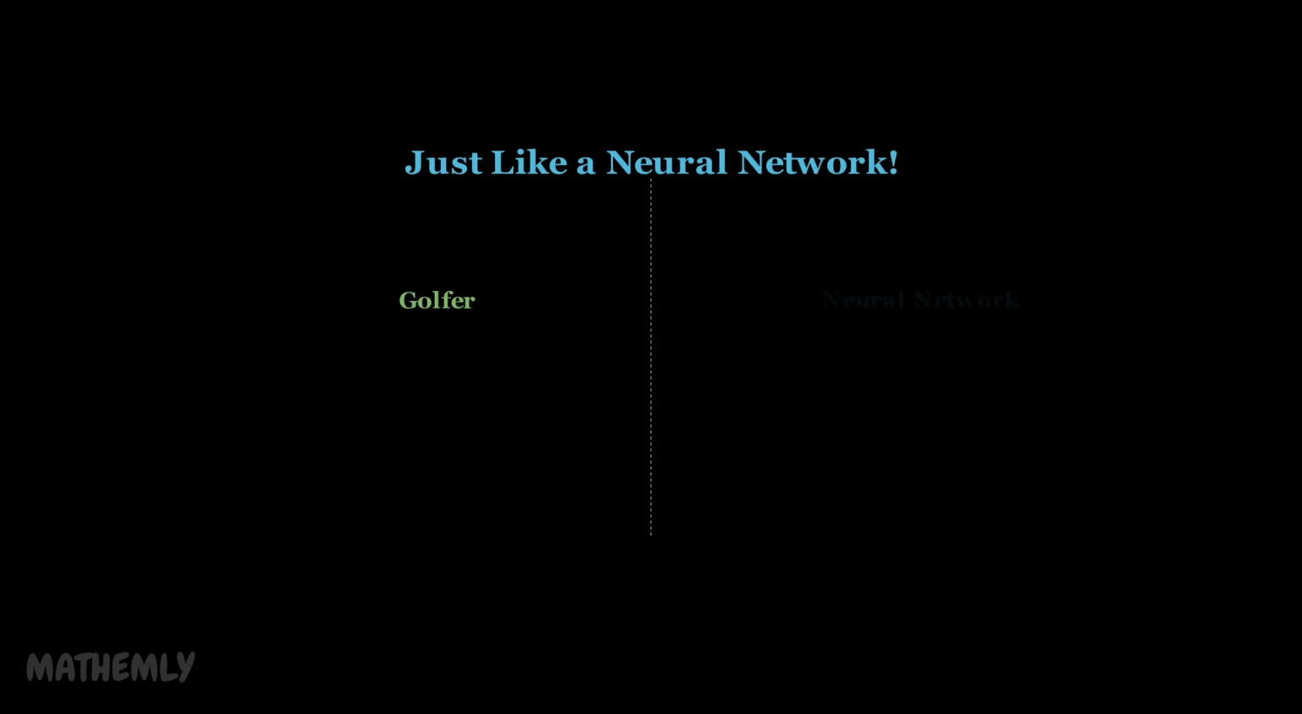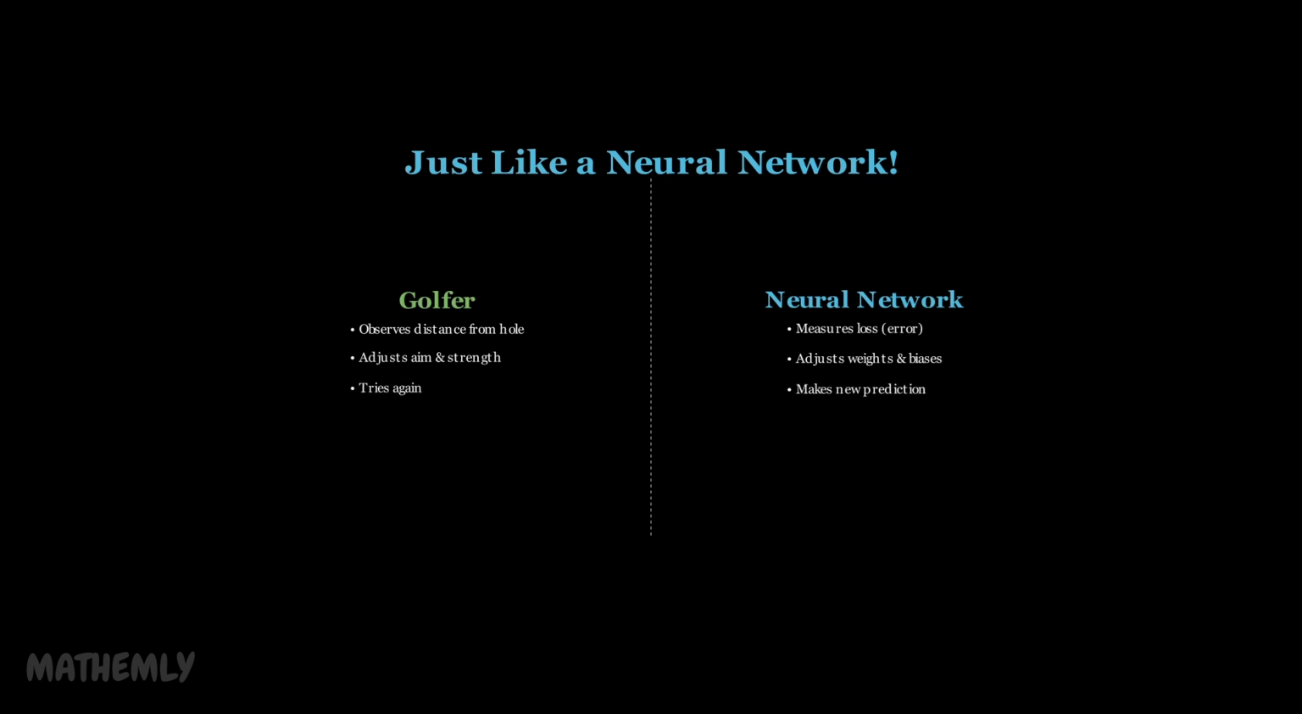It is not about guessing perfectly on the first try. It is about learning from feedback and improving steadily with practice. That is exactly how a neural network learns. After each prediction, it measures how far it was from the correct answer, the loss, and then uses that information to fine-tune its internal settings, the weights and biases.